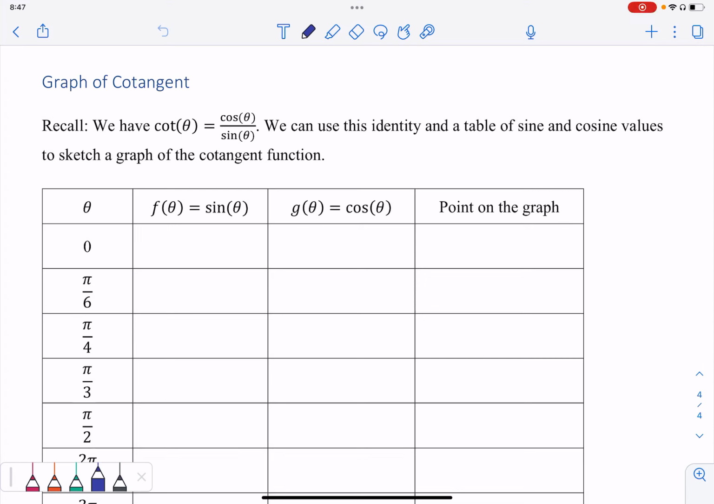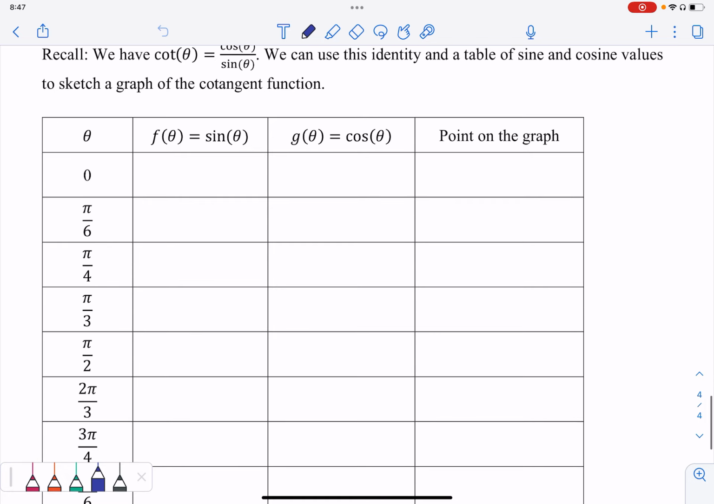Let's look at the graph of cotangent. We know that the cotangent of theta is equal to cosine theta over sine theta. So we can use this identity and a table of sine and cosine values to sketch a graph of the cotangent function. Now, notice the theta values that we've chosen here. They're on the unit circle and they're ranging from 0 to pi. This will help us get a good idea of what one cycle of the cotangent function looks like.